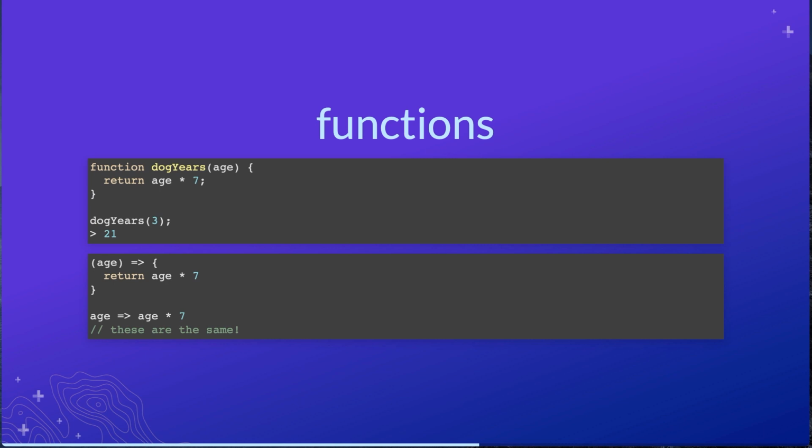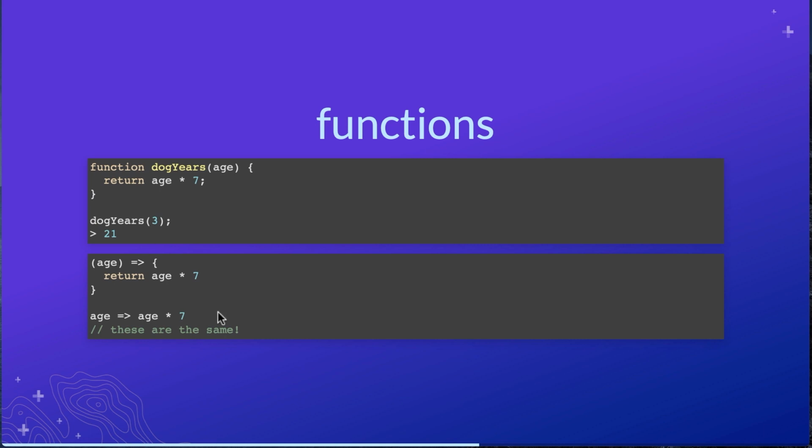Arrow syntax is just another way of declaring a function as of the ES6 standard. So it's a little less verbose than using the function keyword as seen here. So you can just use the parentheses, you still have your parameters, and then you have this nice arrow sign here, and then still in our curly braces, the return statement and then age times 7.